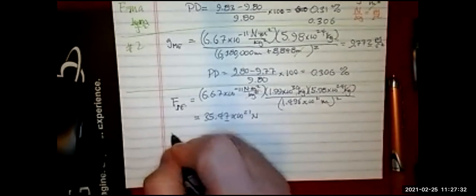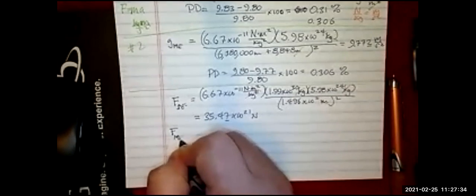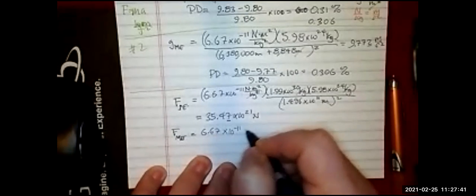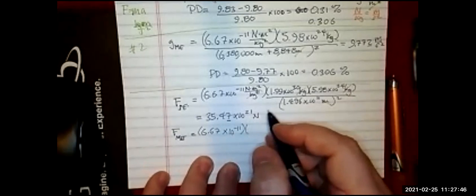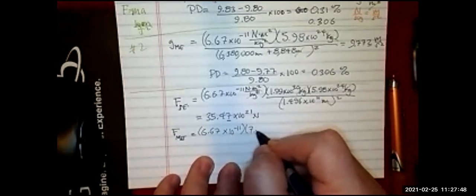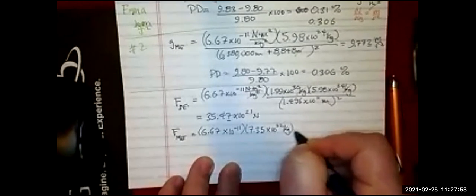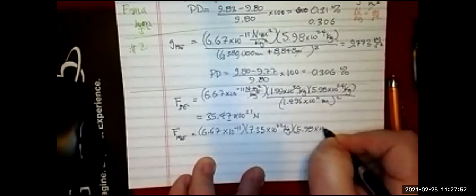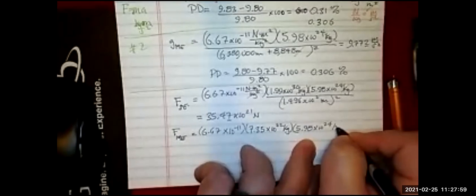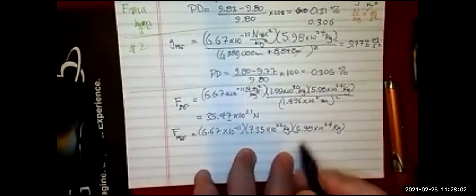Now we're going to do the same thing, only this time we're going to do it for the moon. So the force of the moon on the Earth is going to be 6.67 times 10 to the negative 11th. We saw how the units worked out last time, so I'll leave that off. Now I need the mass of the moon, which is 7.35 times 10 to the 22 kilograms, and the mass of the Earth, which is 5.98 times 10 to the 24. And of course, I said I'm going to leave the units off, and then I started writing units.